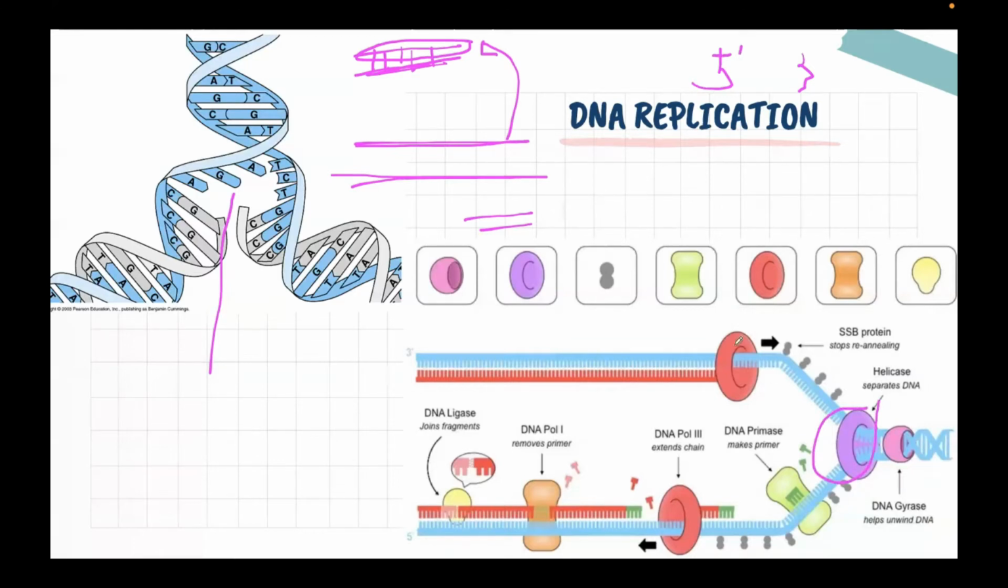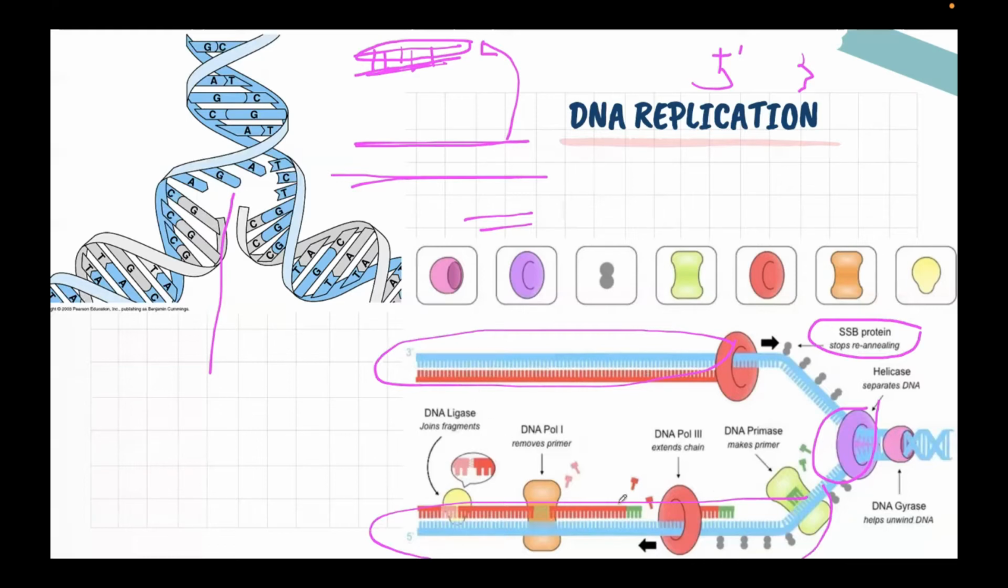Pero itong dalawang DNA strands na to, matigas ang kanilang mga ulo. Gusto nila magbalikan. So, ang trabaho ni SSB protein, it will stop the re-annealing of those two template strands. Okay? Yung mga single stranded binding proteins natin, yun yung kanilang trabaho. Siya yung tagapigil para magbalikan sila. And then what else? Meron tayong papasok dyan ng mga DNA ligases.